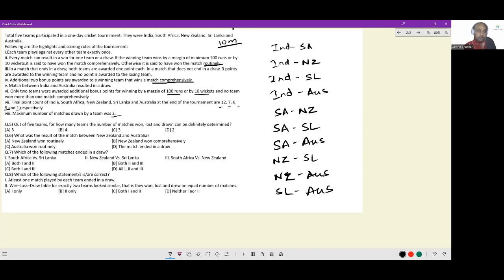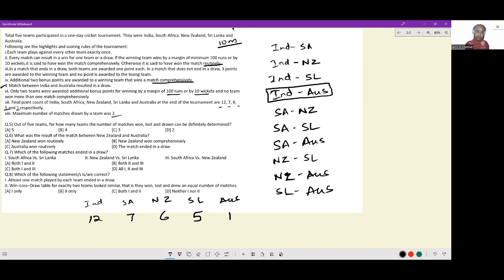Now, of these matches, we have one outcome told to us. India versus Australia ended in a draw. So this match ended in a draw. Now, we're also told the points total of the team. India, South Africa, New Zealand, Sri Lanka, and Australia. I see India has 12 points. South Africa has 7 points. New Zealand has 6 points. Sri Lanka has 5 points. And Australia has 1 point.